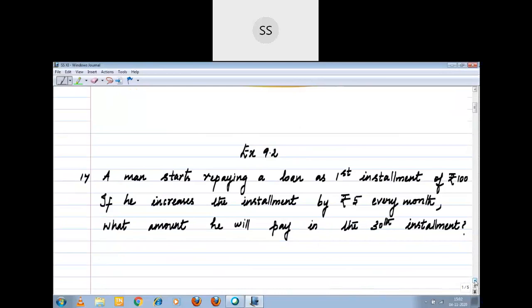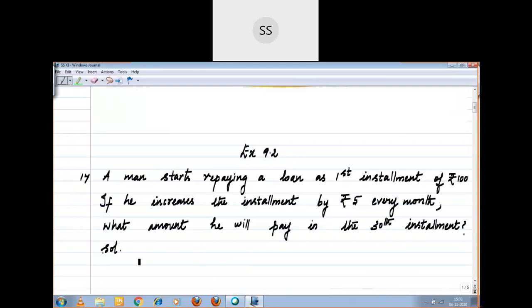Today I am going to discuss exercise 9.2, question number 17. A man starts repaying a loan with a first installment of rupees 100. If he increases the installment by rupees 5 every month, what amount will he pay in the 30th installment? Right? Solution.